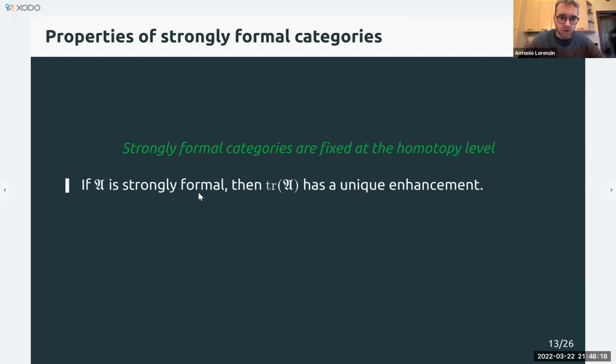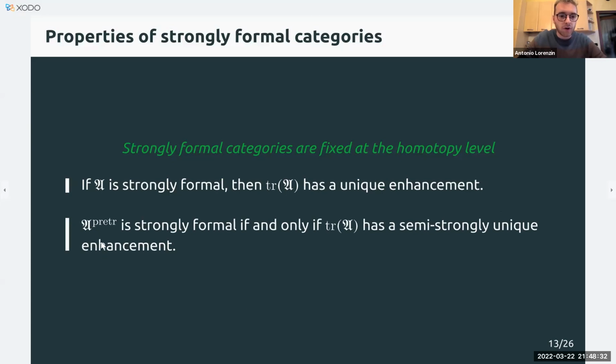Also, it follows that if A is strongly formal, we have that the R of A, the triangulated category associated to A, has a unique enhancement. And this simply follows from the definition. And we also have this other thing, meaning that the pretriangulated closure of A is strongly formal if and only if the triangulated category associated to A has a semi-strongly unique enhancement. I haven't defined semi-strongly unique enhancement; I will define it in a moment. But what I want you to think about is that strongly formal permits us to move between uniqueness of enhancement and semi-strongly unique enhancement. So we have this property that actually gives us a range of moving between the two.